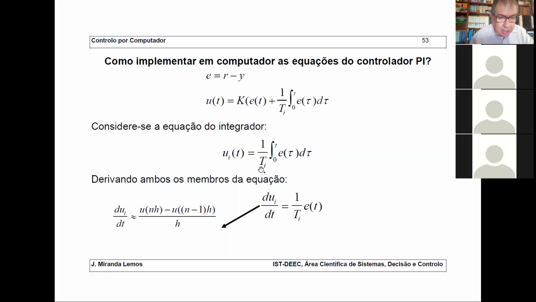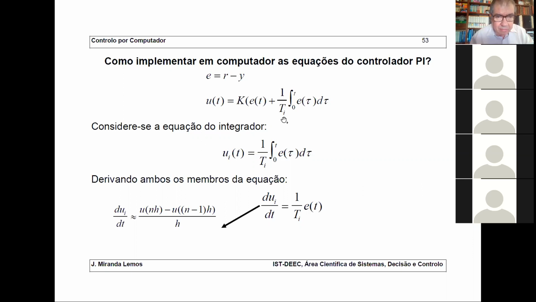So one possibility is this one. Let's call u_i equal to this term here, so 1 divided by Ti, the integral of e, okay? Now, if I differentiate, what do I get? On the left, I have the derivative of u_i, and on the right, I have the derivative of the integral, which is just e, okay? So by differentiating, I get this expression here. The derivative with respect to time of u_i, remember that u_i is this term as defined here, is equal to 1 divided by Ti, which is a constant, times e.